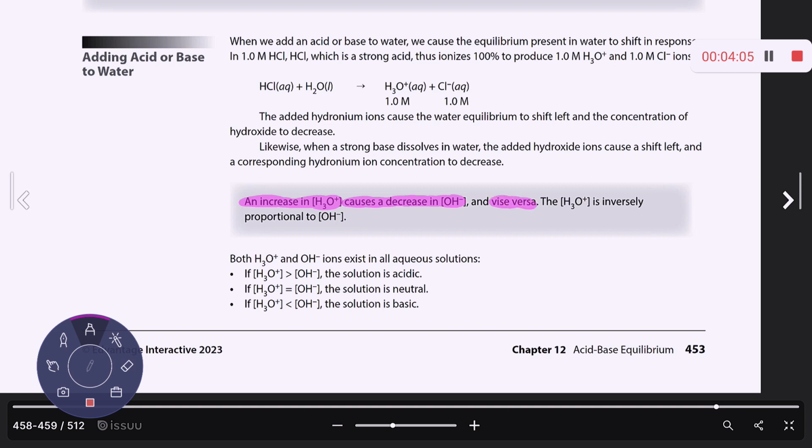So if we're looking at whether a solution is acidic, neutral, or basic, if the hydronium ion concentration is bigger than the hydroxide ion concentration, you have an acidic solution. If those equal each other, it's neutral. If hydronium is less than hydroxide, it's basic. In terms of pH, if your pH is less than 7, it's acidic. If it equals 7, it's neutral. If it's greater than 7, it's basic. Turn to the next page when you're ready.